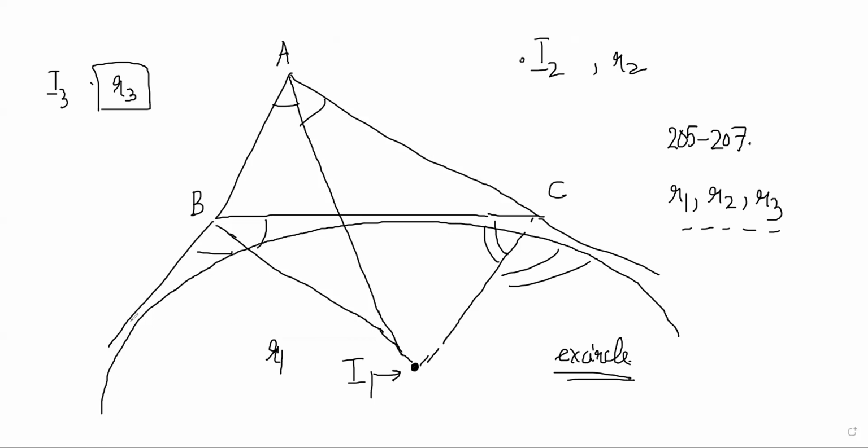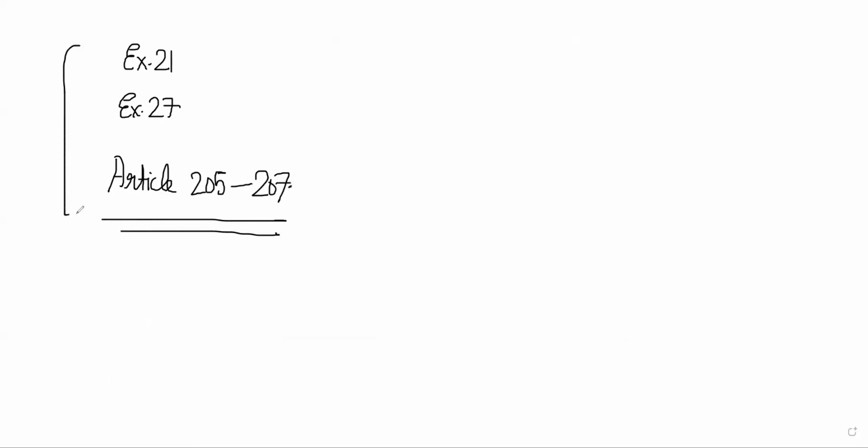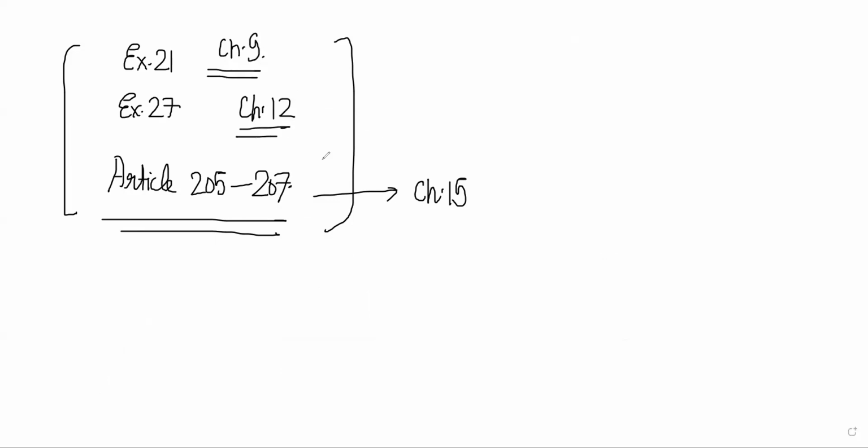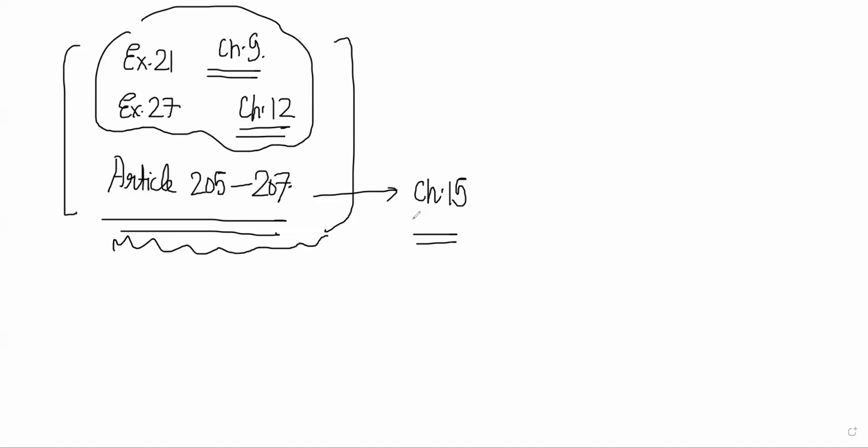Okay, sir. So the homework is exercise 21, exercise 27, and articles 205 to 207. This is chapter 15, this is chapter 12, this is chapter 9. Okay, sir. We'll be discussing this stuff mostly, and anything here that you didn't understand, in the next class. Make sure you come prepared after doing that.